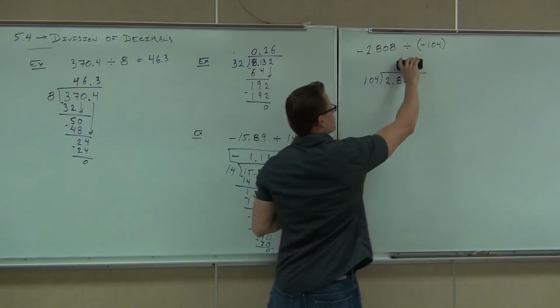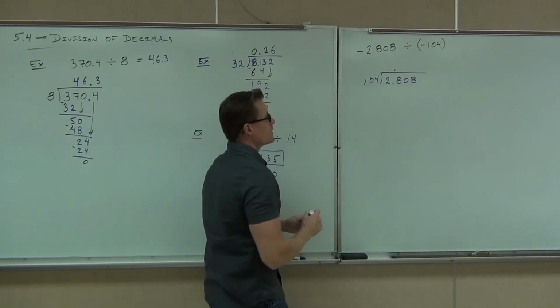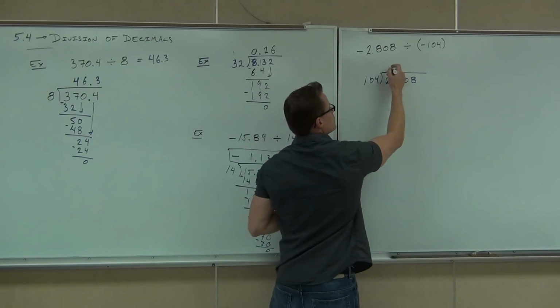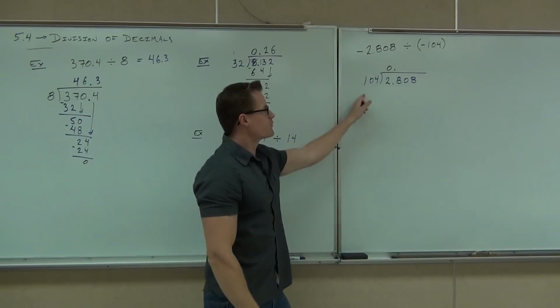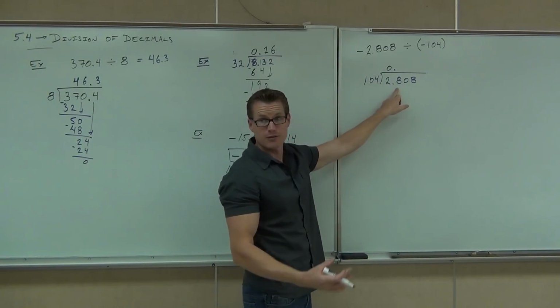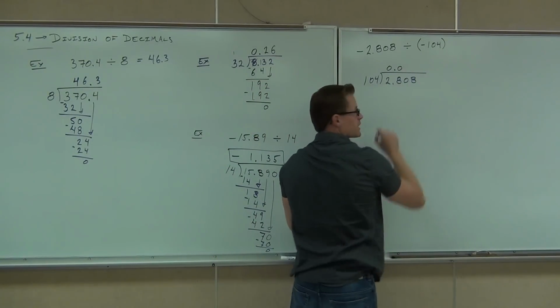If you put a 0 between some other number and a decimal, it moves that place value over. So in our case, here's how you'd write this. You'd say, does 104 go into 2? No. Does 104 go into 28? No. You have to put a 0 there. It's like a place value holder.